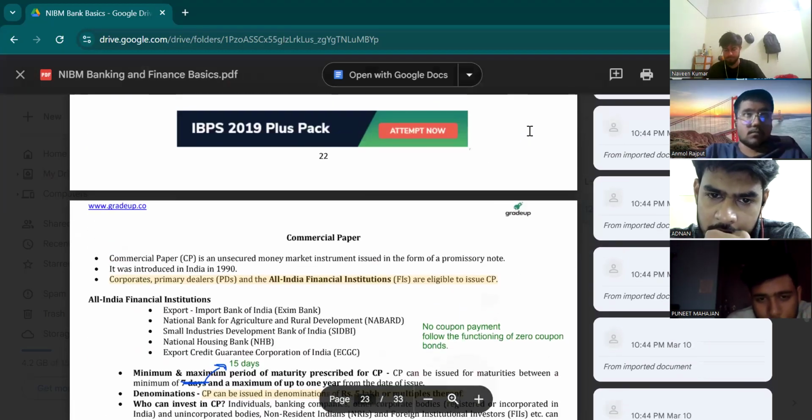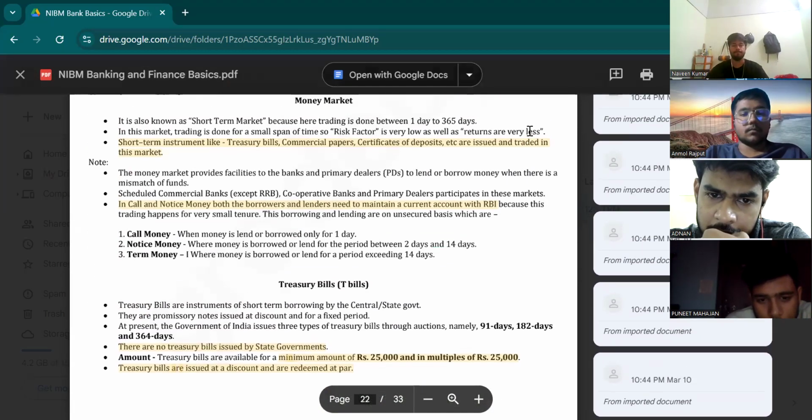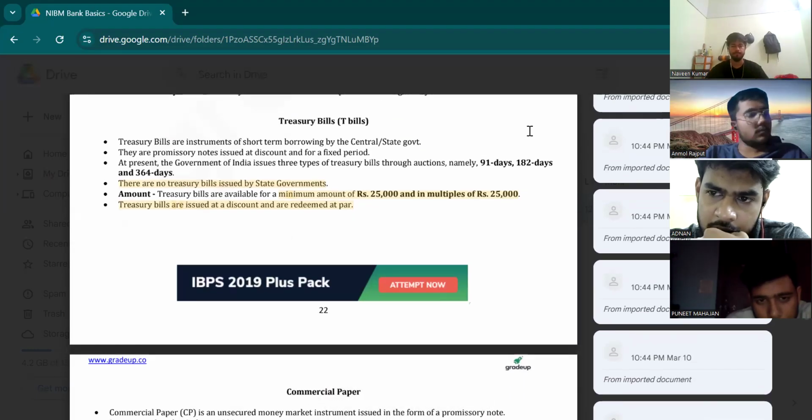So these were money market instruments which potentially can be asked to you.